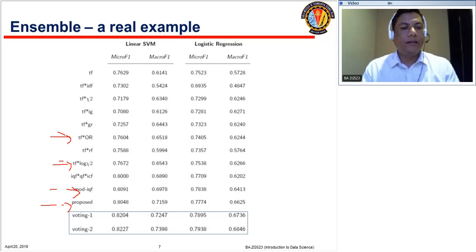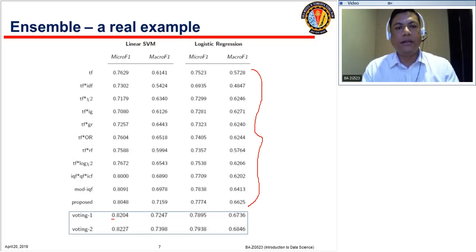And you can see that the results of voting one and voting two are much better than any other individual scores. These are the individual scores, and those inside the box are the scores of the two voting classifiers, the voting ensembles.